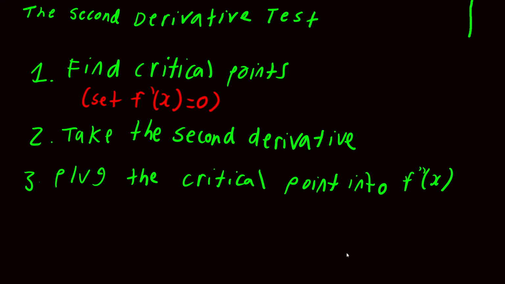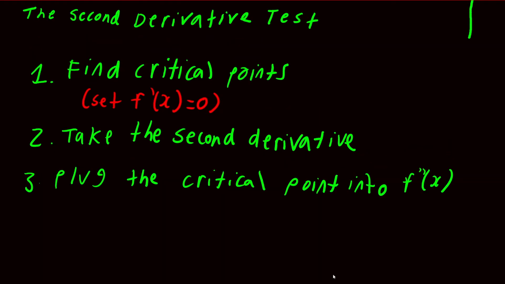Alright, if the first derivative tells us where a function has critical points, the second derivative test tells us what those points actually are. A maximum, a minimum, or neither. So, by the end of this video, you'll be able to say, okay, that function has a maximum, that function has a minimum, or oh shoot, this function doesn't tell me anything at all. So, here are the steps you need to know.